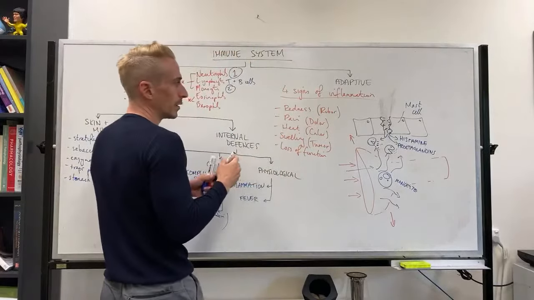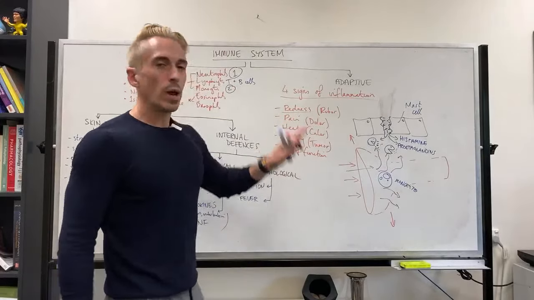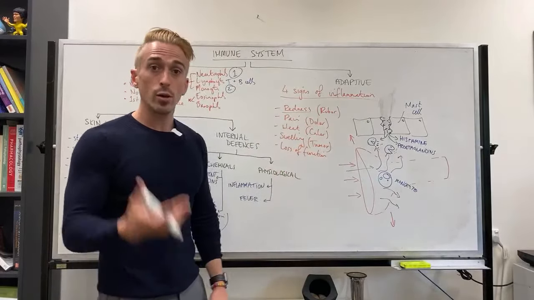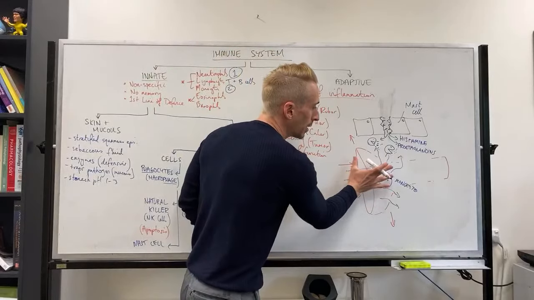All right, let's start with redness. When you get inflammation, the site becomes red. Why? Because more blood has moved to that area.